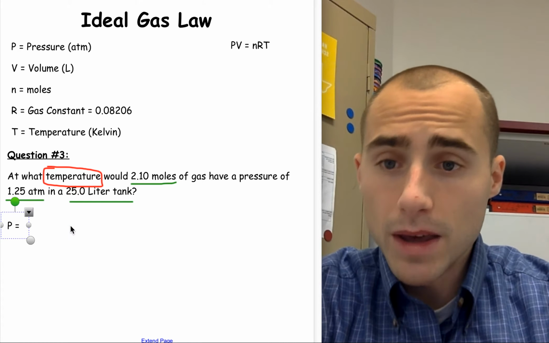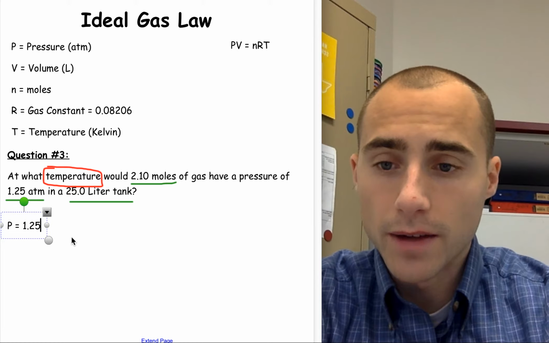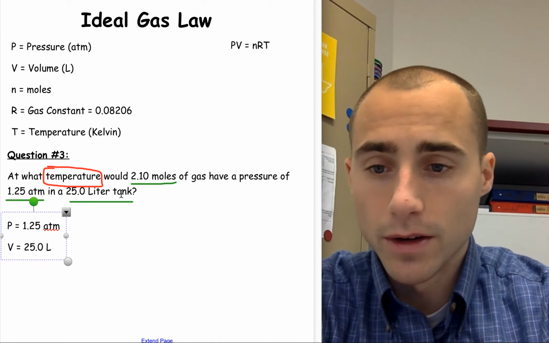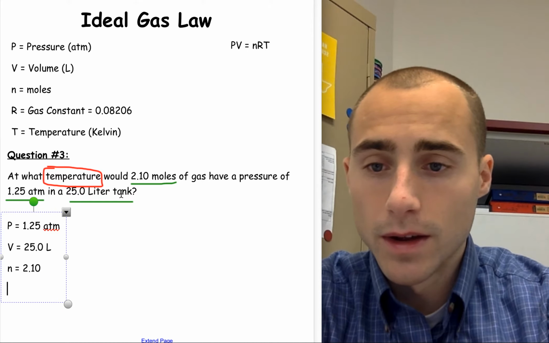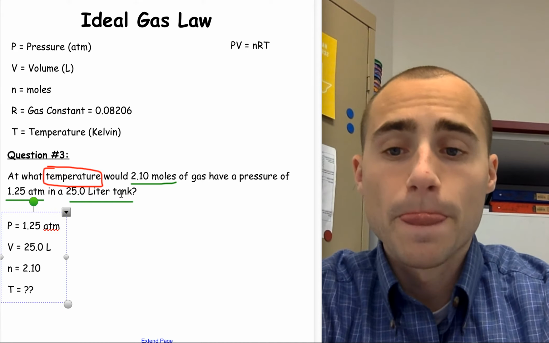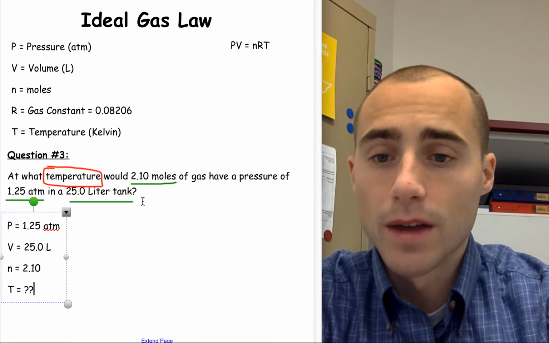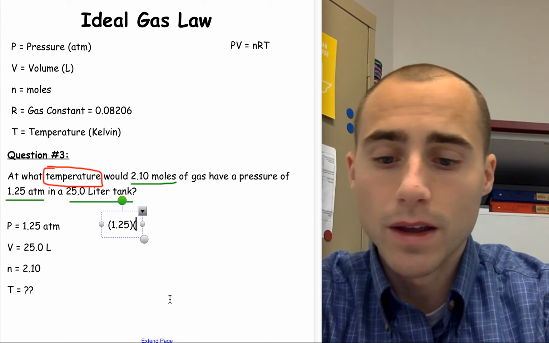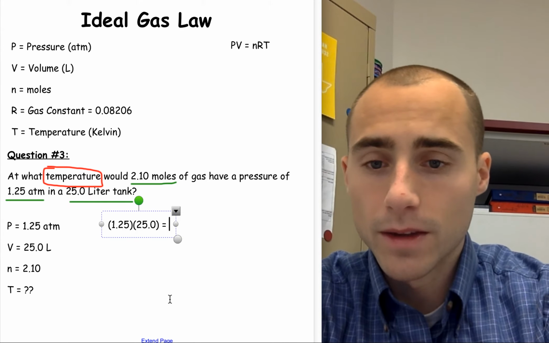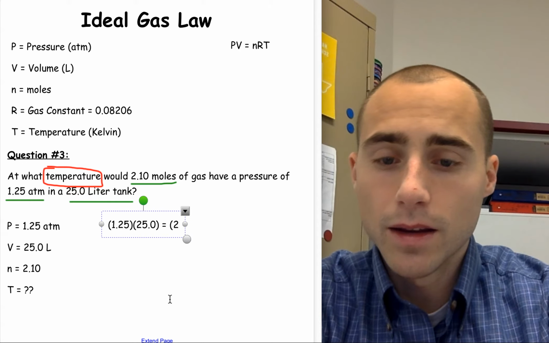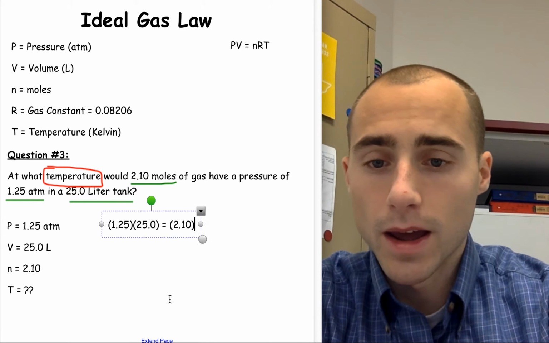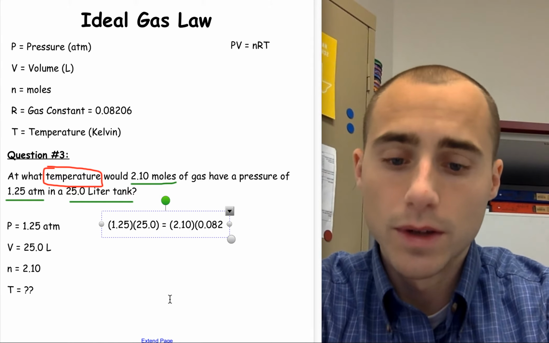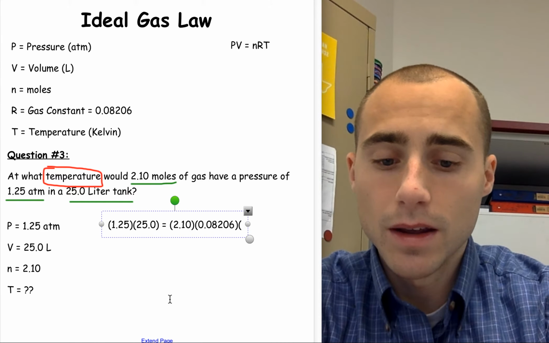So my P, my pressure, equals 1.25 atm. My V equals 25.0 liters. My n equals 2.10. And my T, that's my unknown. That's my question mark, because it's at what temperature. So I'm going to go ahead and put it into equation form. P is 1.25, V is 25.0. Set that equal to, my n is 2.10, my R is 0.08206, and then my T is my unknown.